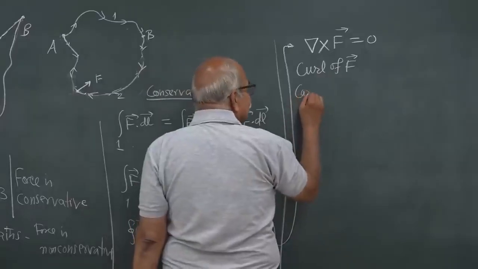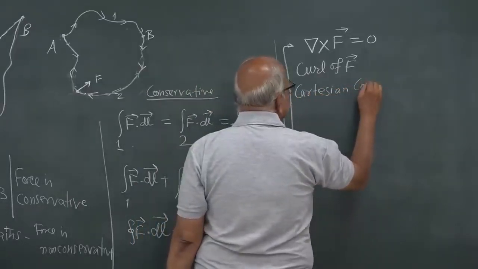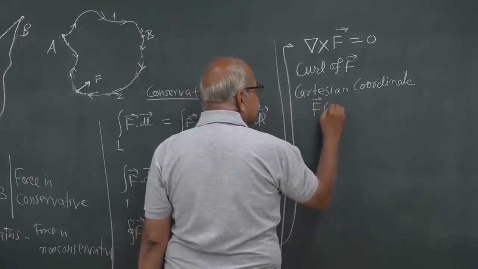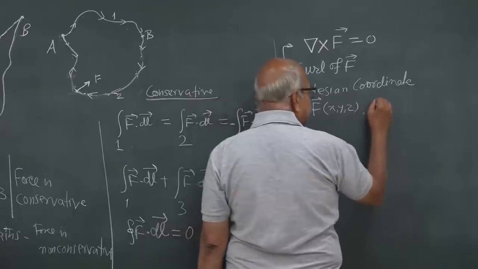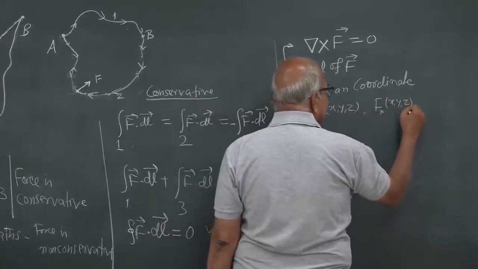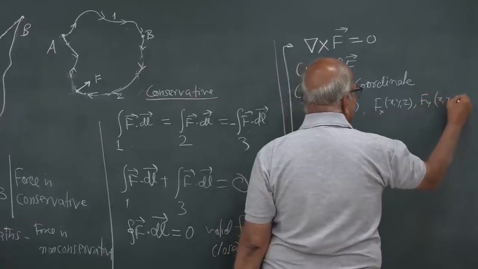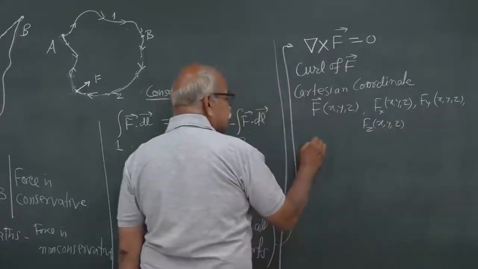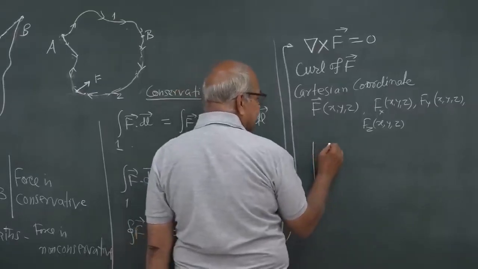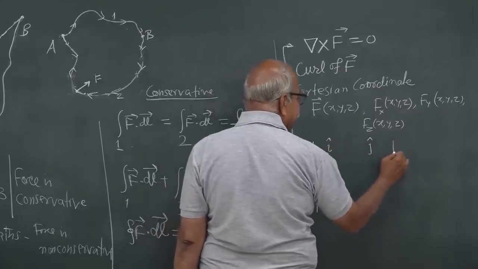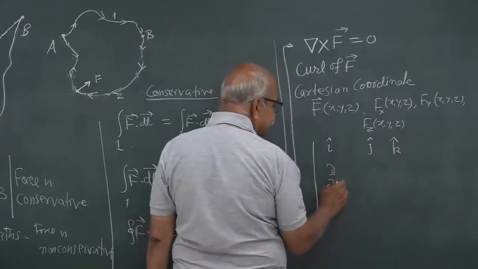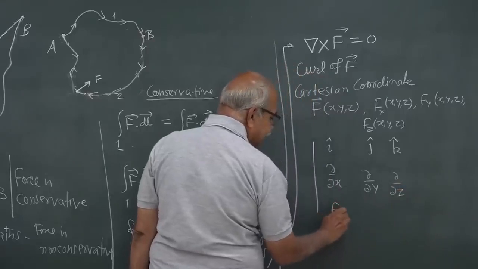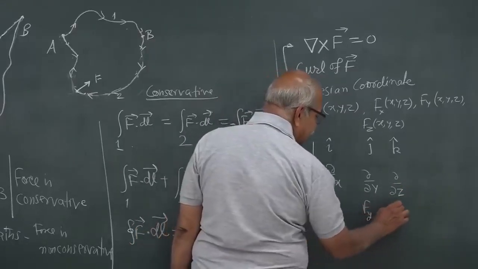Essentially, if I am using Cartesian coordinates, your F is a function of x, y, z, and that means fx is a function of x, y, z, fy is a function of x, y, z, and fz is a function of x, y, z. And now you construct this quantity. It is a determinant. I am writing i cap here, j cap here, k cap here, then del x here, del y here, and del z here, and fx here, and fy here, and fz here.